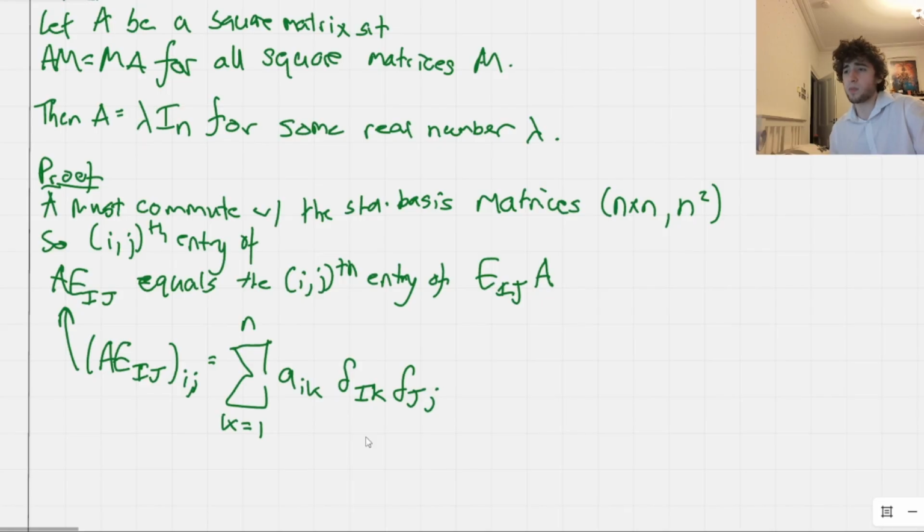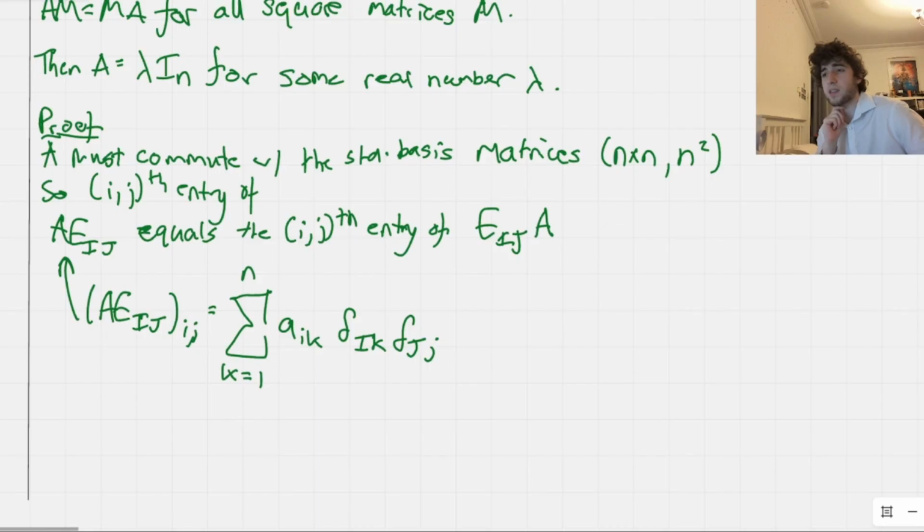So we put the a_ik first, so A comes before E, and then we put E second, where E_ij is defined by delta_ik delta_jj. We also sum to n, because A is n by n, and E is also n by n, since they're both square matrices. So those values of n are the same, and they're the upper bound of our sum. This is just the ijth component of this matrix product, given by this formula, because this is just the definition of matrix multiplication.